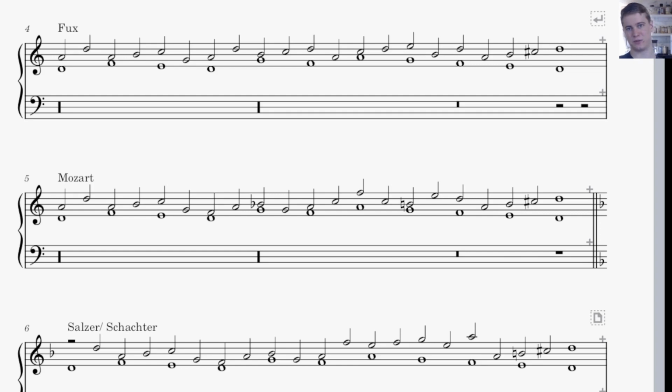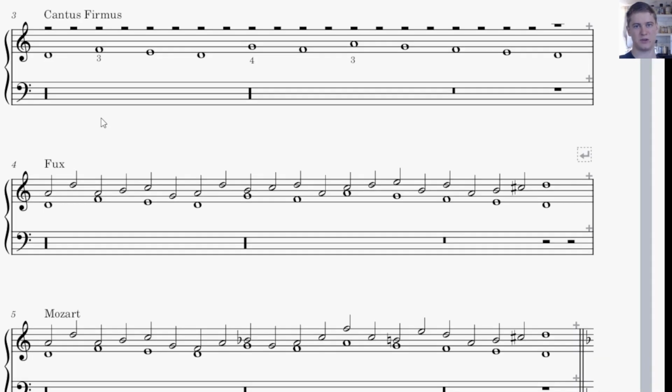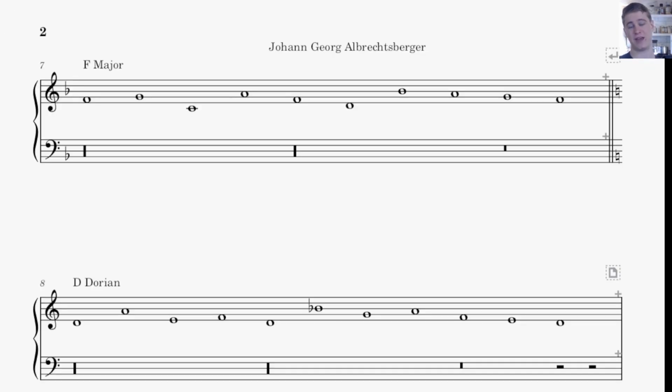So there's some example of some responses, as well as the cantus firmus by itself in case you want to copy this down and solve for it. Okay, next we have 2 cantus firmus given to us by Johann Georg Albrechtsberger. We have one in F major, and then we have the next one in D Dorian.